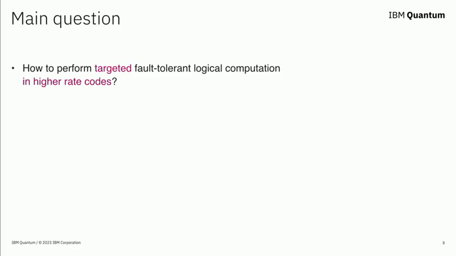So we know in general, if you have some CSS code, you can just do a transversal CNOT gate. And what that ends up doing at the logical level is a transversal CNOT gate at the logical level, which could be great. But we also want to be able to do CNOT gates between different qubits, for example. This is going to be one step along that path. And there have been other works that have addressed this issue as well, and I'll highlight them shortly.